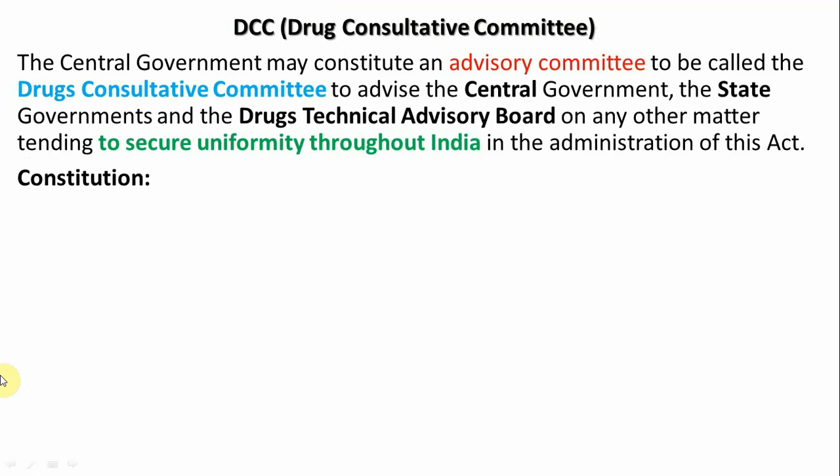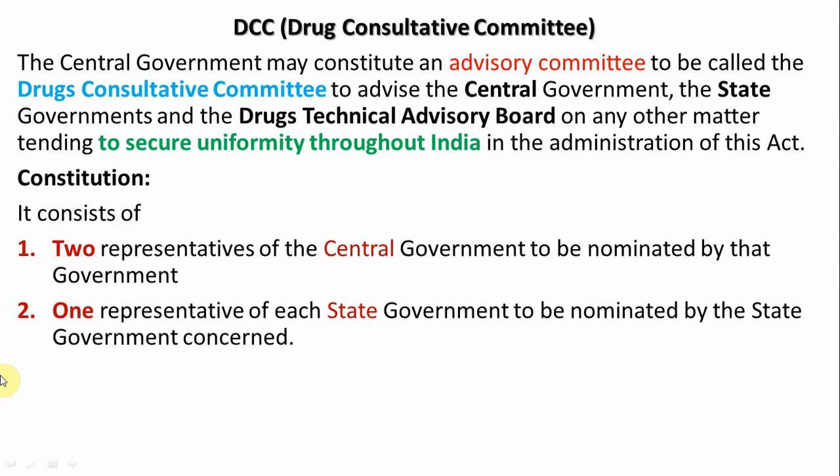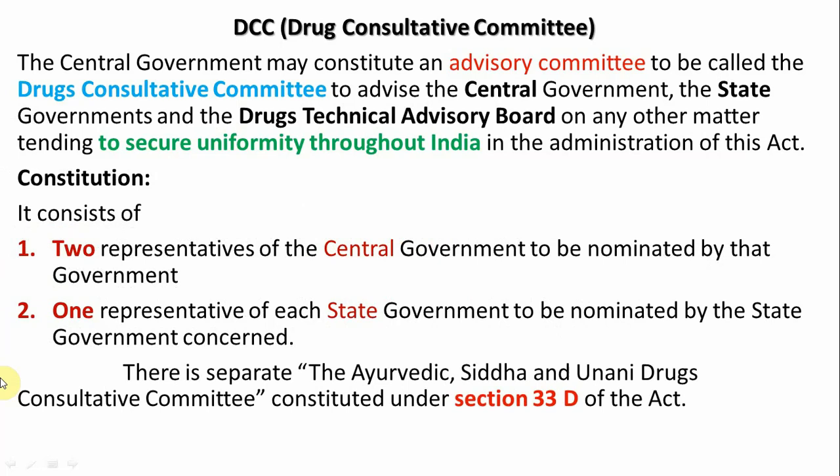Now the constitution of DCC. It consists of 2 representatives of the central government to be nominated by that government and 1 representative of each state government to be nominated by the state government. There is also a separate Ayurvedic, Siddha and Unani Drugs Consultative Committee constituted under section 33D of the Act.